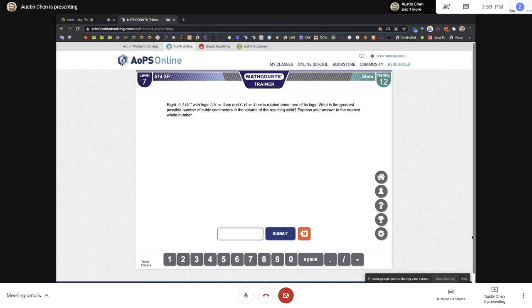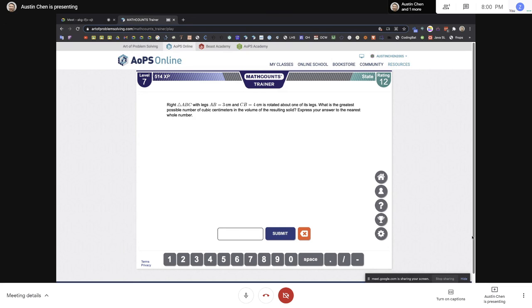How would you get the volume if you rotate it about 5 though? Well, 5 is not a leg, right? 5 is the hypotenuse. Oh, I did not realize it just had to be a leg. Wait, I misread the question. It's asking for the greatest possible number. I thought it was just asking for the volume. No, it's asking for the greatest number. Okay, I misread the problem.